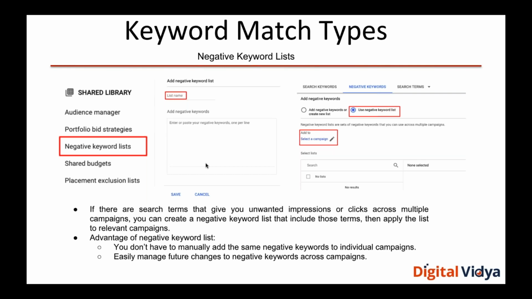That's right. One per line. That's right. And to generate ideas for this list, you can use the keyword planner suggestions and search term report.